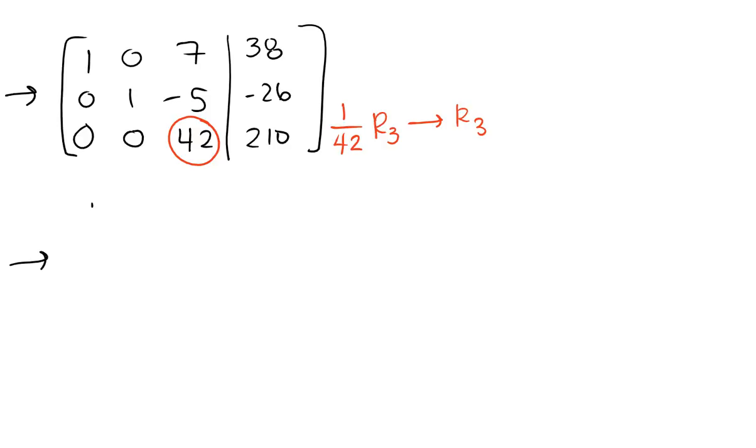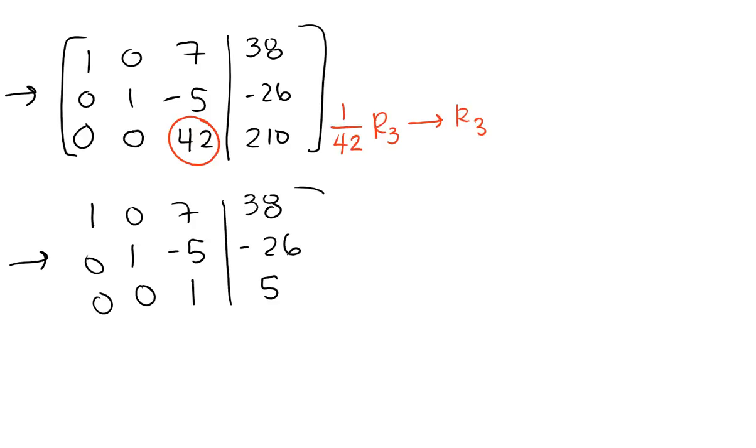The first row should remain unchanged, since we haven't done anything to it. And the second row should also remain unchanged, since it had no changes made to it. 0 divided by 42 is still 0, so the first two entries are not changed. 42 divided by 42 is 1, and 210 divided by 42 is 5. So now we have a 1 in the 3, 3 position, and so we can go ahead and use row 3 in order to pivot on column 3.